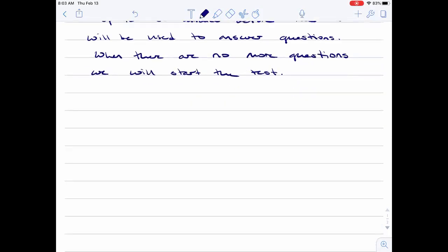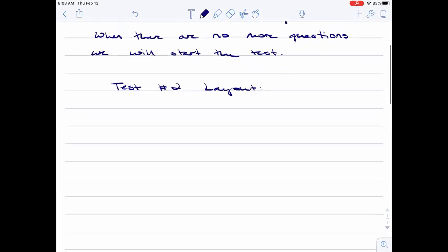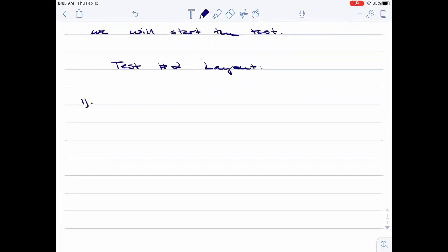Okay, so for test number 2, the layout. I'm not trying to trick you or anything. When I gave you the layout for test 1, that's exactly what it was. When I give you the layout for test 2, that's exactly what it's going to be. I'm not going to give you the functions, obviously. So question 1 is going to take us back to the infinite limits. It's going to be an infinite limit question.